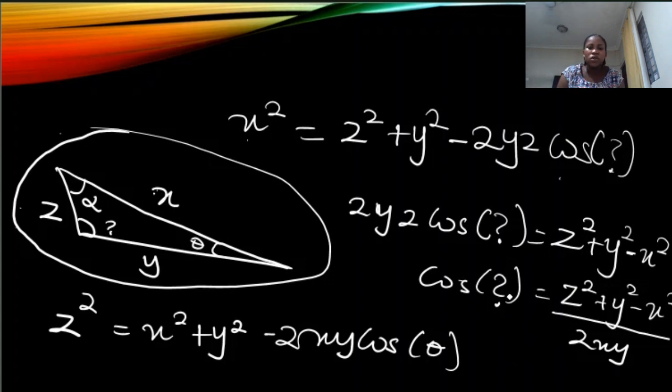So that's it for the cosine rule, a very, very important rule in physics, in vectors to be specific.